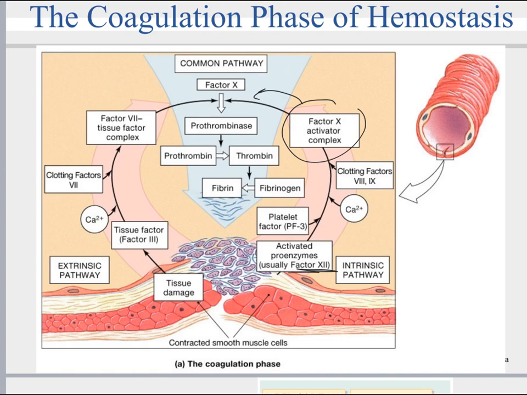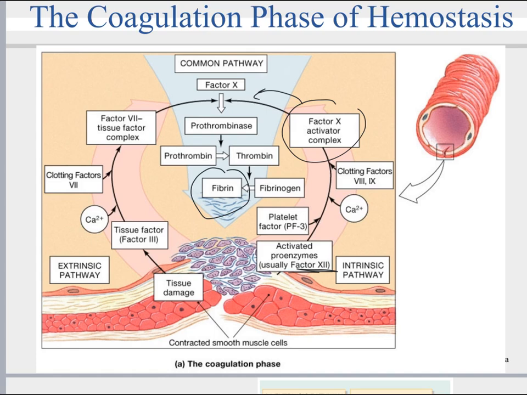Now that we have discussed the extrinsic and intrinsic pathways and how they converge onto the common pathway, let's examine what exactly happens in the common pathway. Again, both the intrinsic and extrinsic pathways lead to the common pathway. The key point here is that fibrin is produced to seal off the vessel.